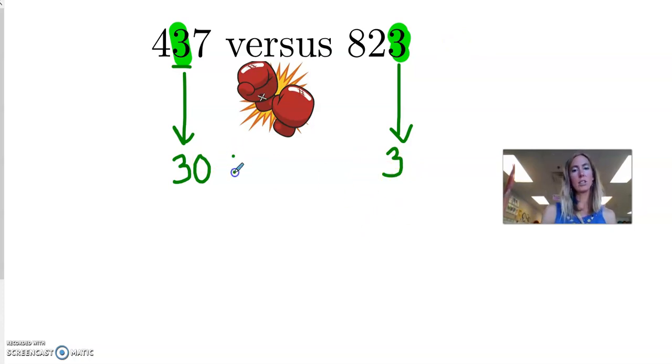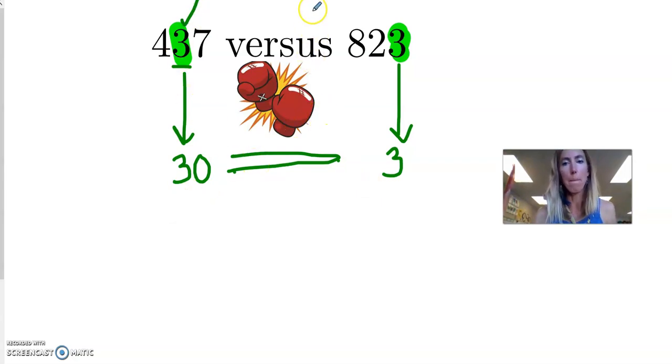So in this case, 30 is greater than 3. Did 30 beat 3 today? Yeah, this 3 took the battle. But let's write something else about this. Let's get more mathy with it. Okay, so I'm going to type it out. You can write it out.